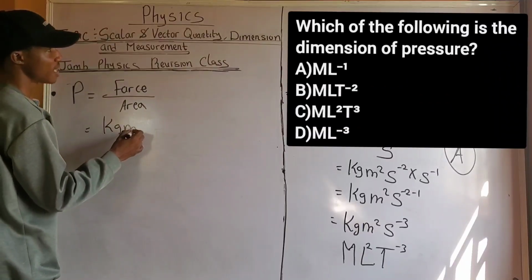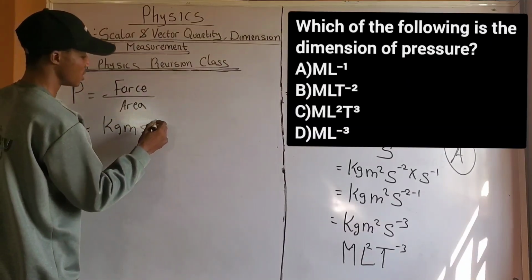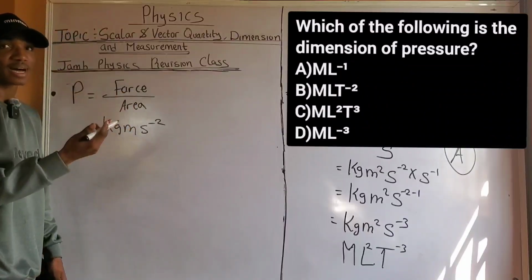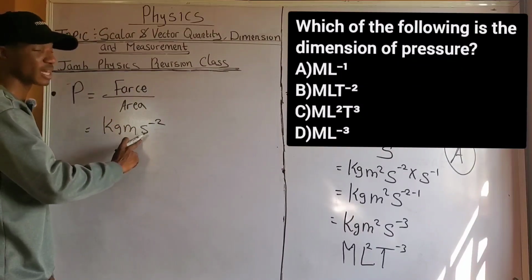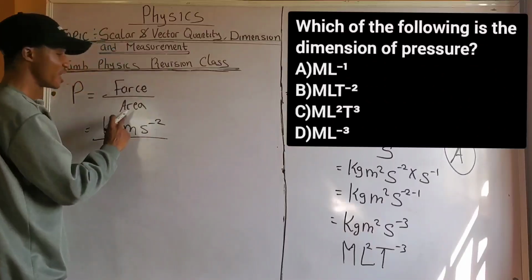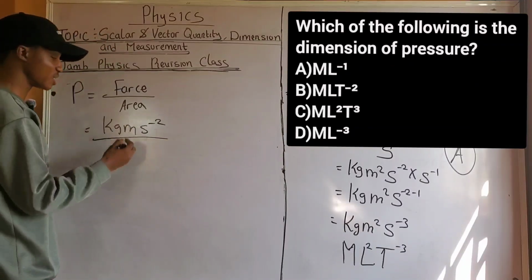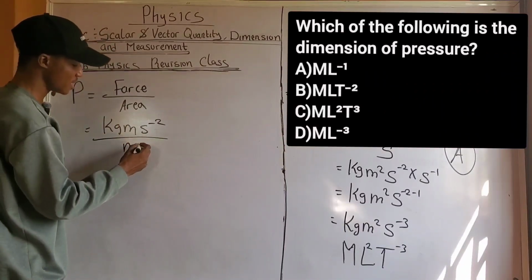So that would be what? Kilogram meter per second squared, right? Because force is what? Mass times acceleration. Kilogram stands for mass, and acceleration is what? Meter per second squared. And this over, now area is what? Length times breadth, that is what? Meter squared. So I'm going to have m squared.